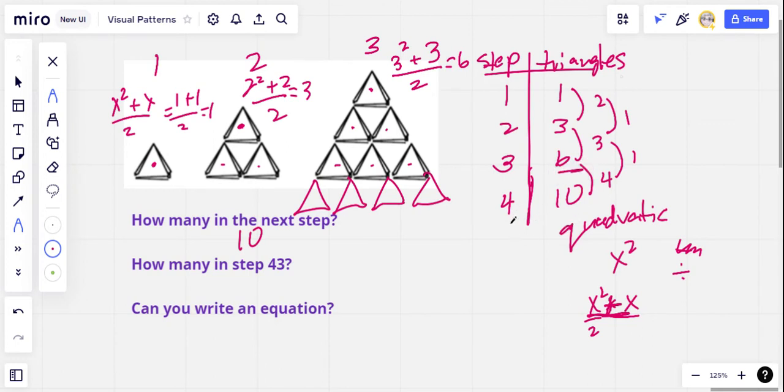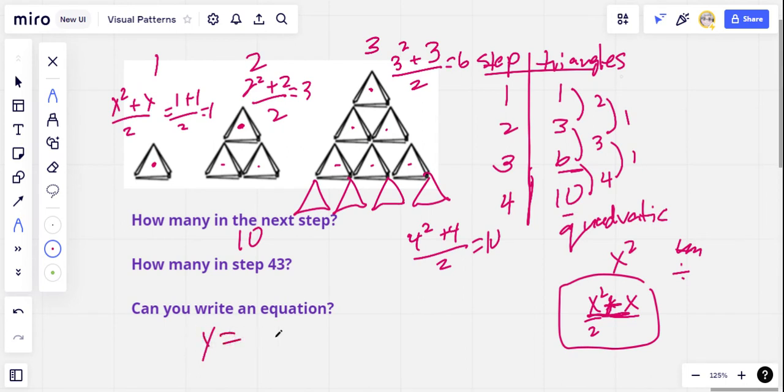Let's just try it with one more. Our prediction for the fourth one: 4 squared plus 4 divided by 2. That'd be 16 plus 4 would be 20 divided by 2 would equal 10. Aha! So this, I think, is our formula, our equation, and we can write that as y equals 1/2 times, instead of divided by 2, it's the same thing, x squared plus x. Whew. All right, we got there. It works for all of these steps though, so I'm pretty confident.